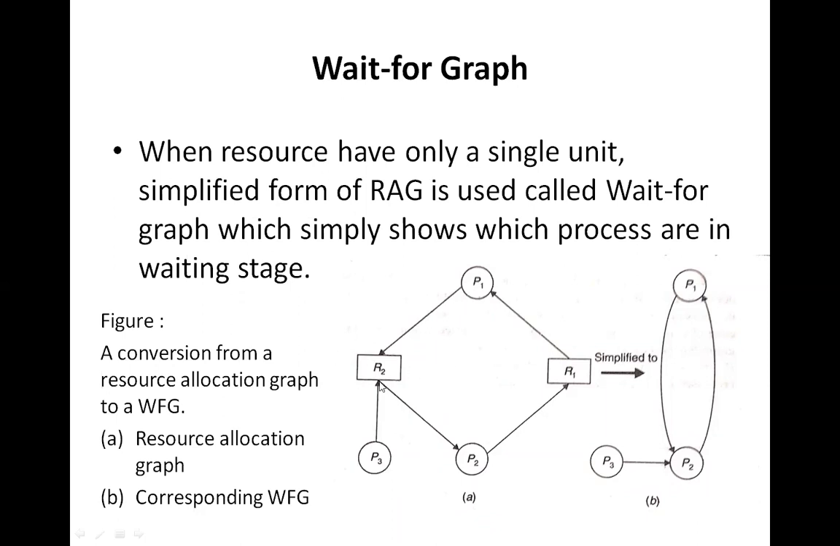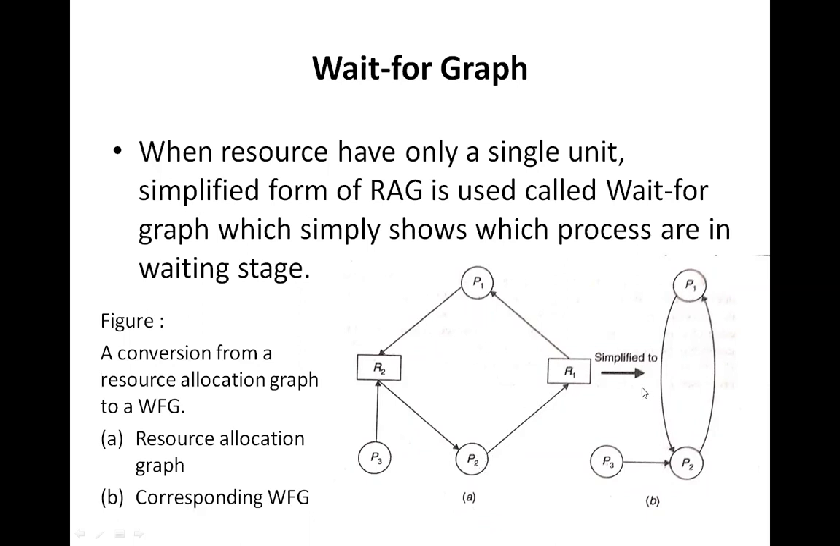Why? Because the resource which is having a single unit is allocated to P2. So P1 and P3 are in the waiting state, and they are waiting for P2 to release. It means P1 is waiting for P2 and P3 is waiting for P2. P2 is requesting R1, and R1 is already assigned to P1. So unless P1 releases it, R1 will not be allotted to P2. So it means P2 is waiting for P1. So there will be a graph.